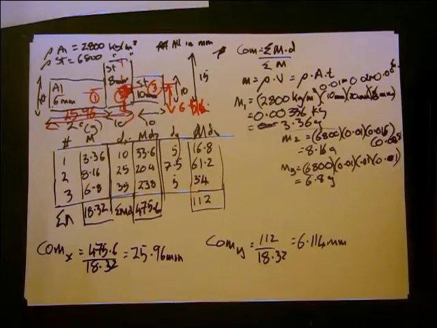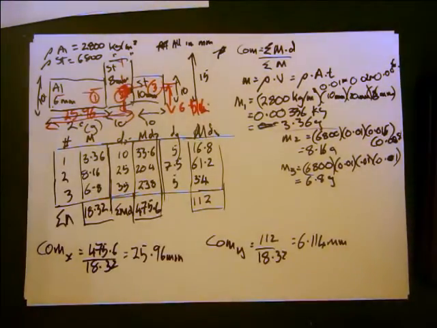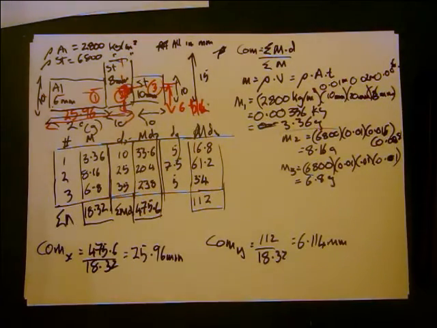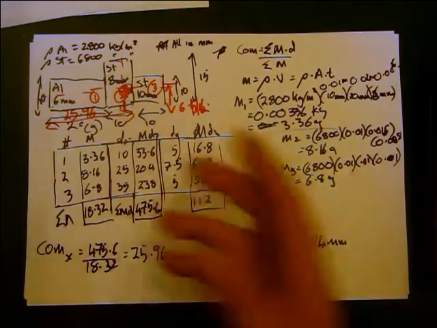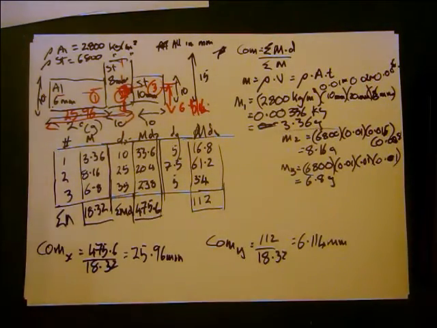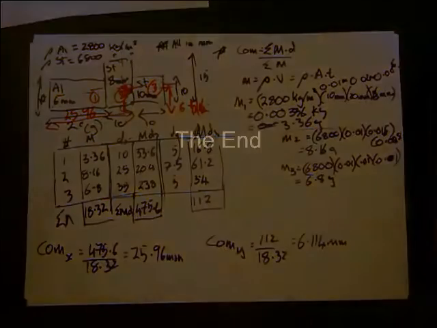Just like you do with centroids, if you've got a hole in there, just treat it as a negative mass, because you're removing that much. When you have voids and holes, you can count them literally as a negative mass, and if you use a negative number in there, it will all come out in the math. So good luck on centroids, good luck on centre of masses.